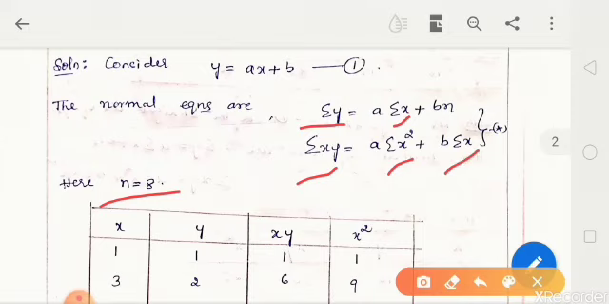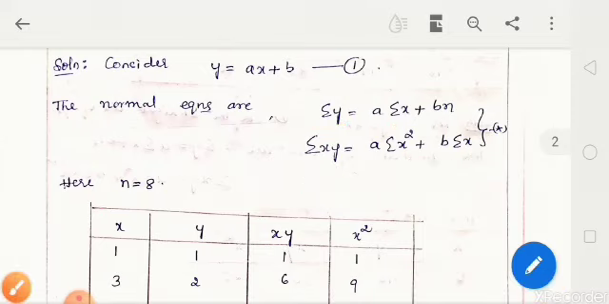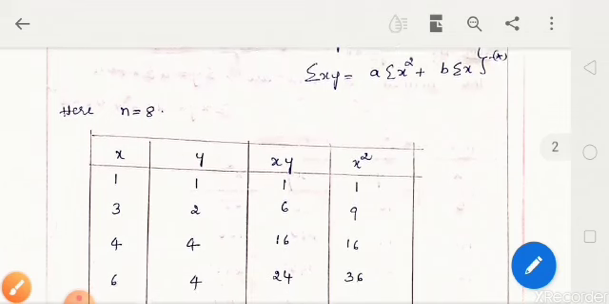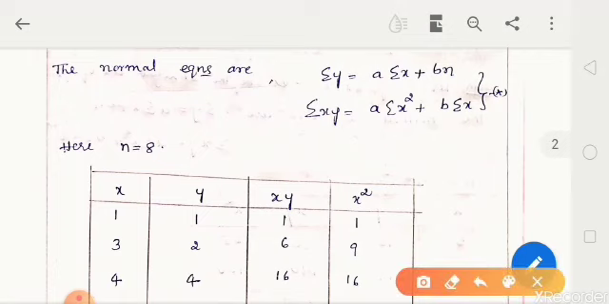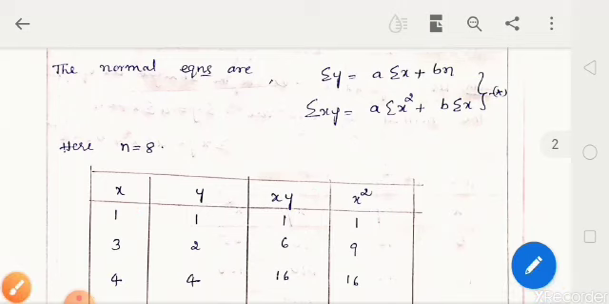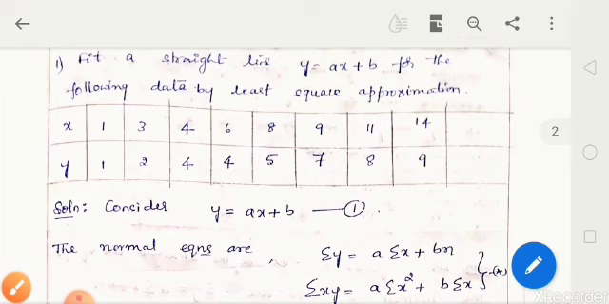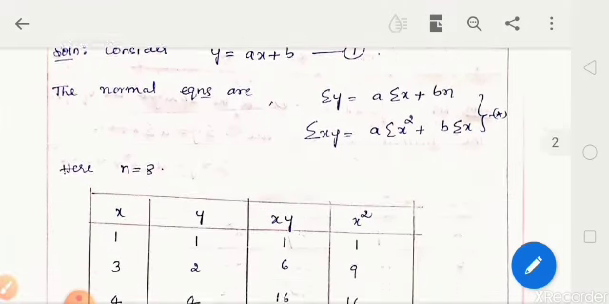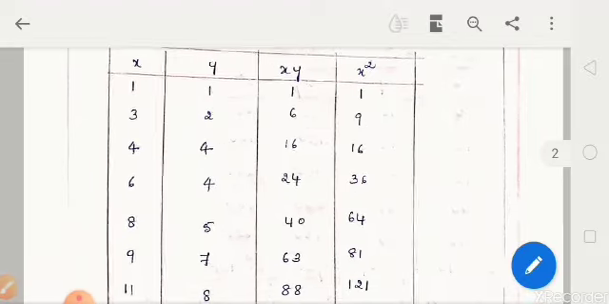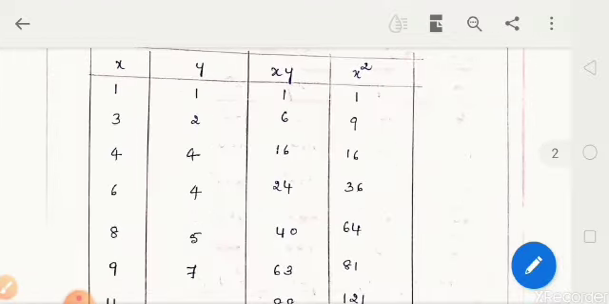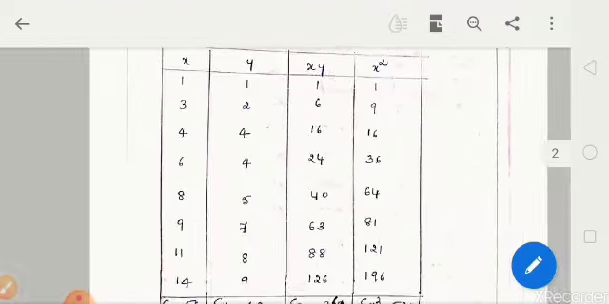Here also we have summation x. For this we will prepare a table with the respective columns. So columns will be x, y, xy and x square. Values of x and y are given. So here we have tabulated all the values of x and y. You can see all the values of x and y.